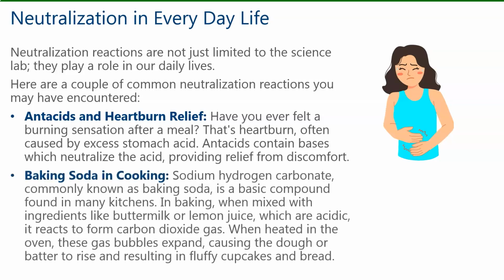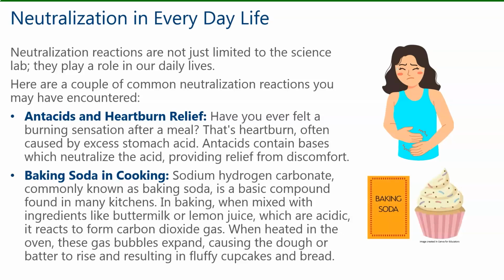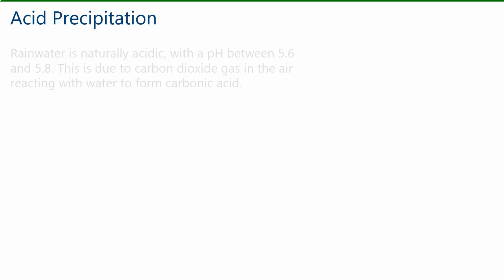Our second example is baking soda used in cooking. Sodium hydrogen carbonate, commonly known as baking soda, is a basic compound found in many kitchens. In baking, when mixed with ingredients like buttermilk or lemon juice, which are acidic, it reacts to form carbon dioxide gas. When heated in the oven, these gas bubbles expand, causing the dough or batter to rise and resulting in fluffy cupcakes and bread.